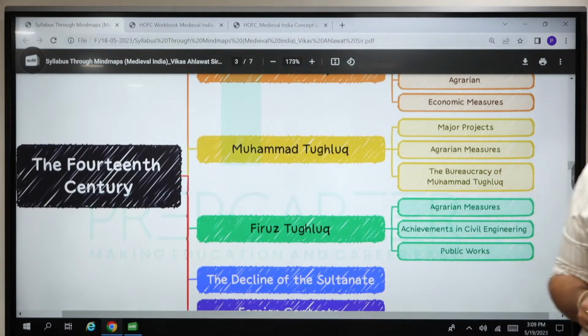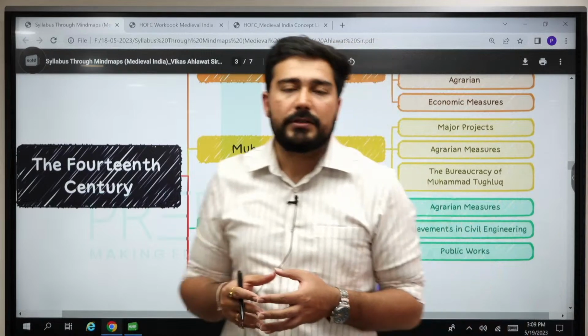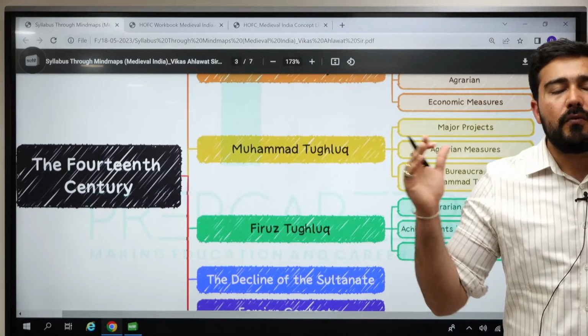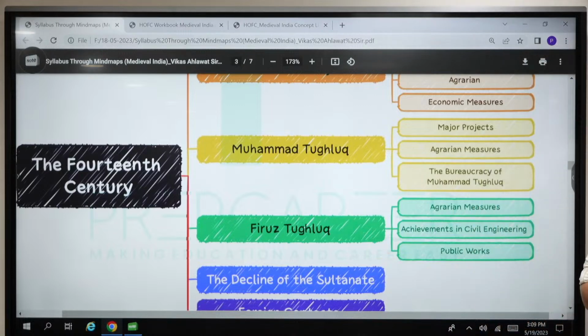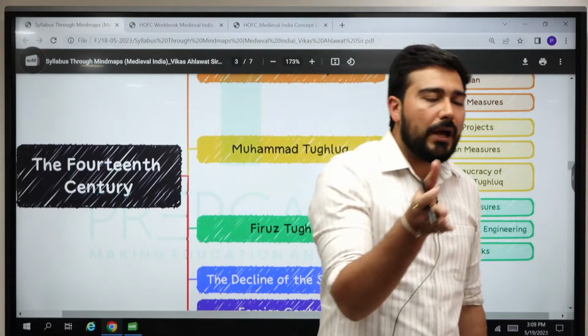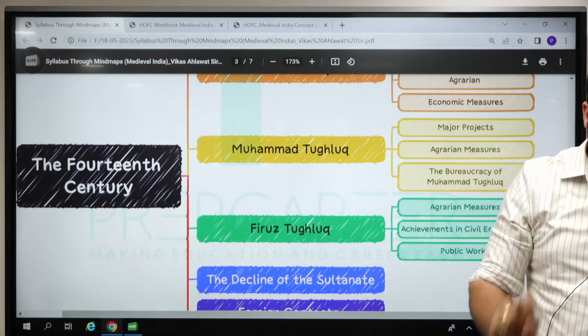One important feature of Muhammad Tughlaq's time was the bureaucracy. The bureaucracy had become very wide in nature at this time because he started giving administrative posts to different kinds of people, you can say, he did not even have a kind of criteria for selection.